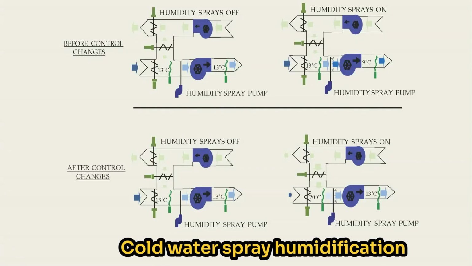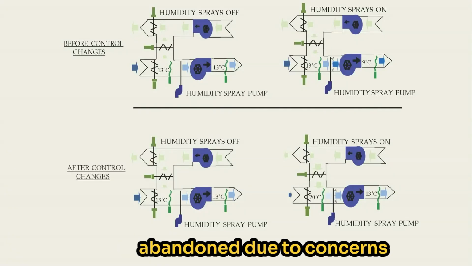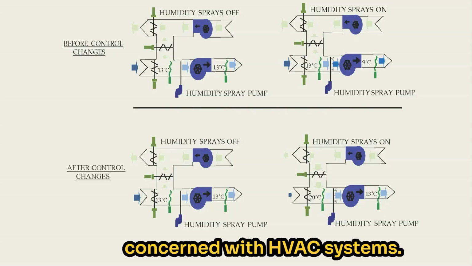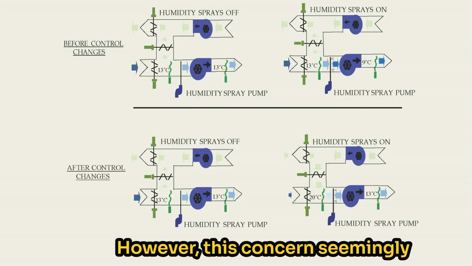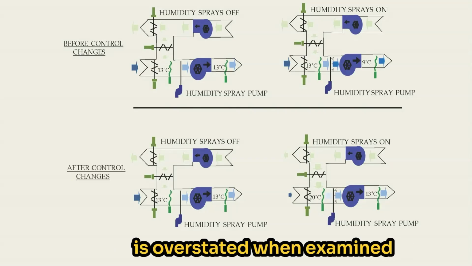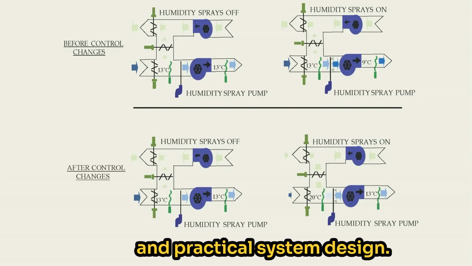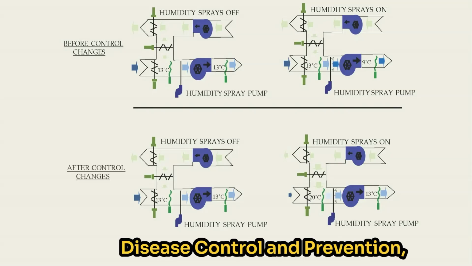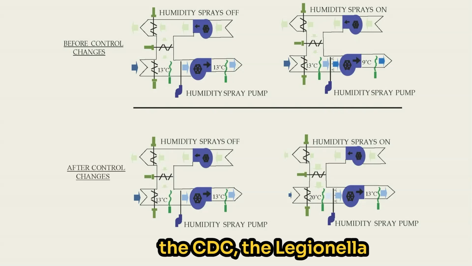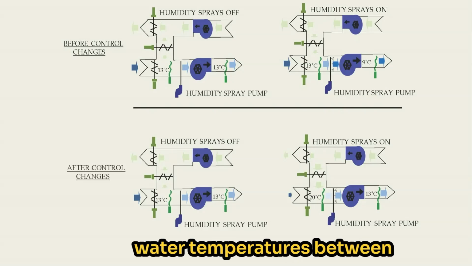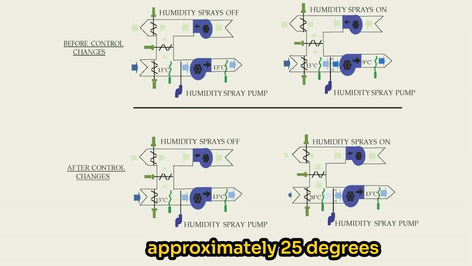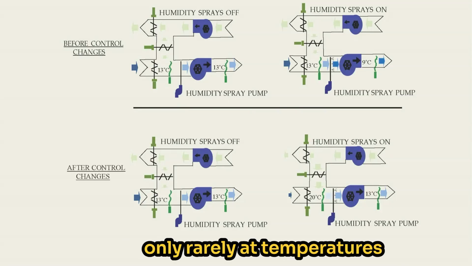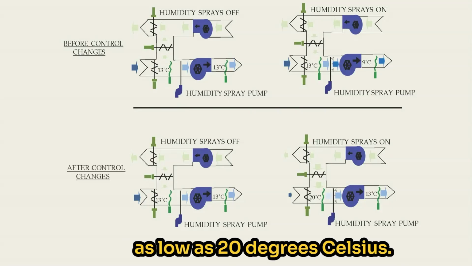Cold water spray humidification systems have often been abandoned due to concerns over Legionnaire's disease associated with HVAC systems. However, this concern seemingly is overstated when examined against the scientific data and practical system design. According to the Center for Disease Control and Prevention, the CDC, the Legionella bacteria typically grows in water temperatures between approximately 25 degrees Celsius and 45 degrees Celsius, only rarely at temperatures as low as 20 degrees Celsius.